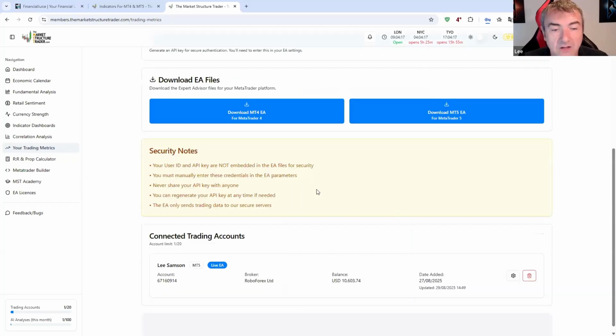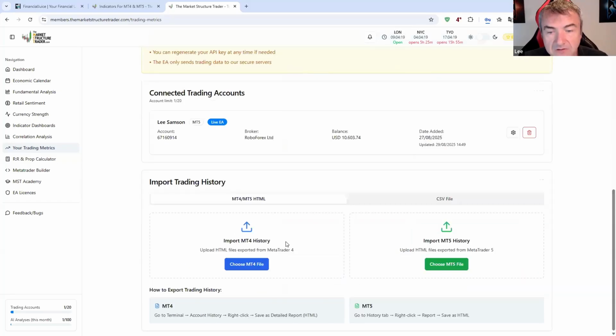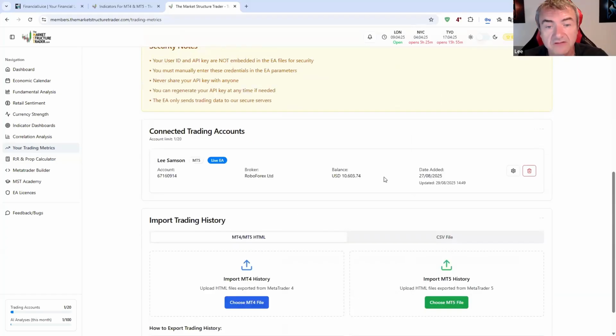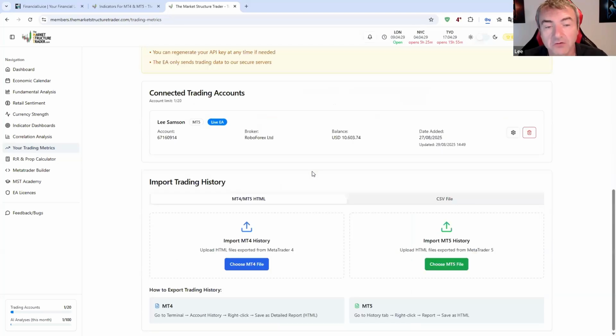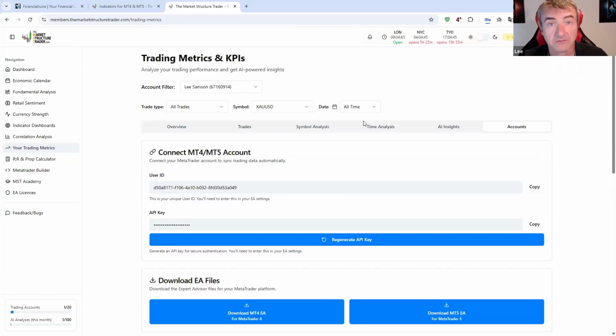Under accounts as well, you have one other section, which is import MT4 or MT5 history. This is basically a file import. So if you're not using the EA, which no reason why you shouldn't really, what you can do is import and export. You can go into your terminal, into the account history, export it, which comes out as an HTML file, and then you can import that HTML file and it will do the same thing. So it just won't update, obviously.